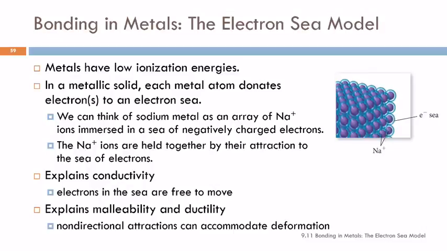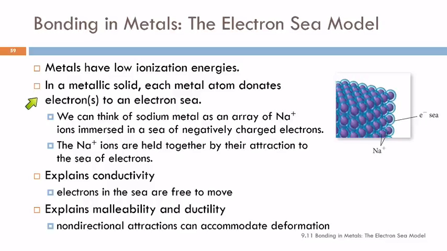Bonding in metals. Okay, we kind of talked about this at the beginning of the chapter. The electron sea model. Here's our better explanation. Okay, so we saw that metals have low ionization energies. And the electron sea model helps us to understand this.